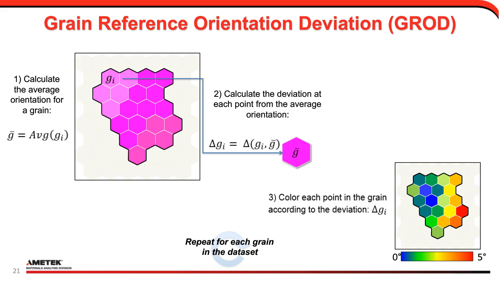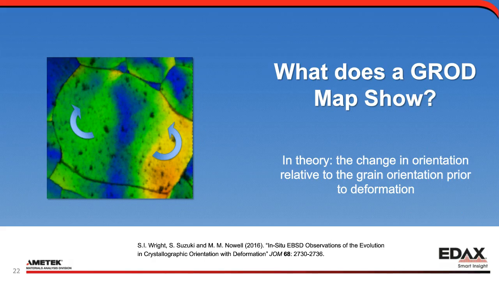And so what you see in that little example schematic there, you'll see that the blue grain is one where it's very close to the average orientation of the grain, whereas the red one is quite far away, 5 degrees. And those can actually be quite large at times in a very strained material. And once again, repeat for each grain in the data set. So this is the kind of map you might see.